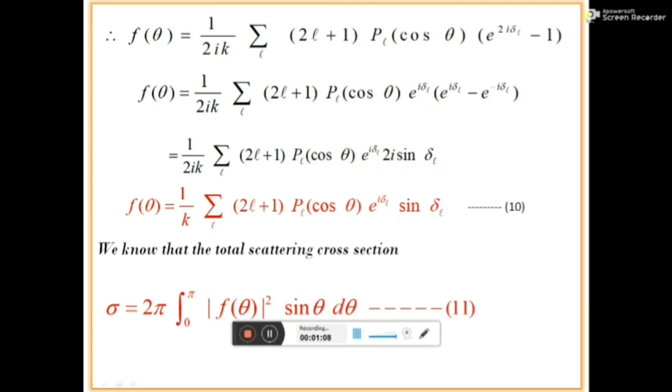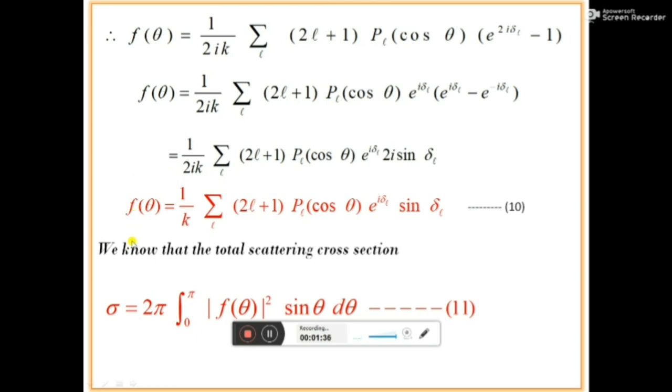Here this 2I and this 2I get cancelled. Therefore f of theta is equal to 1 divided by k, summation over L, 2L plus 1, PL of cos theta, e power I del L sin del L. This is the expression for scattering amplitude f of theta.